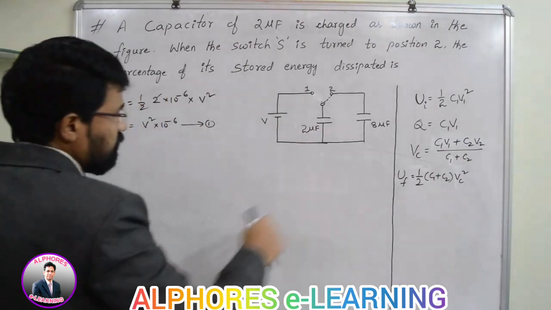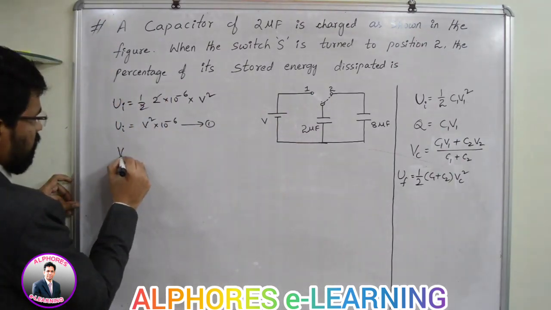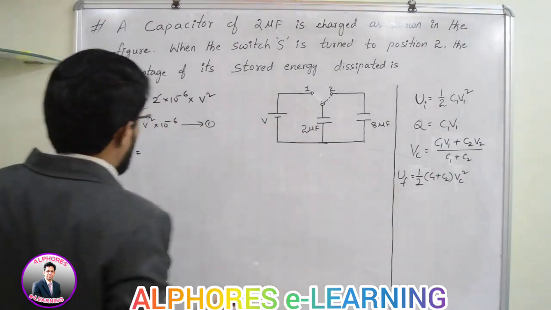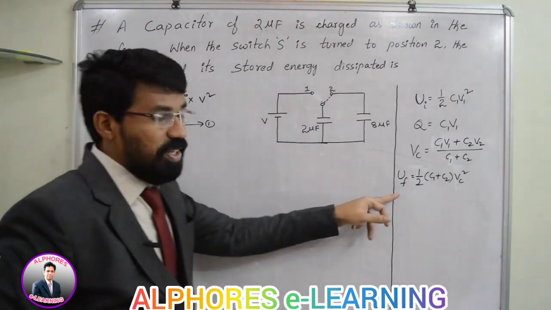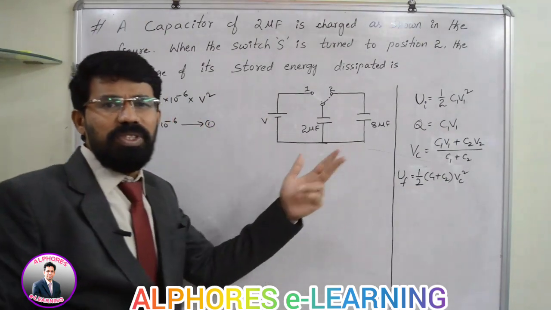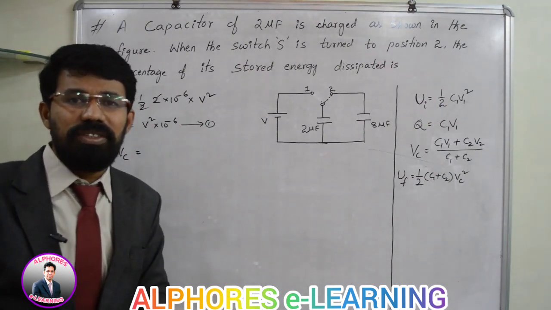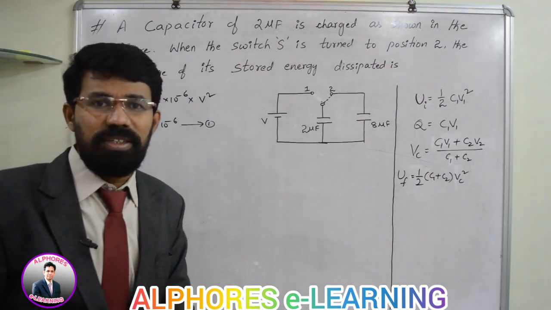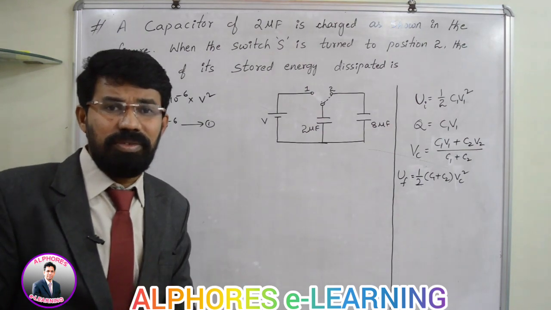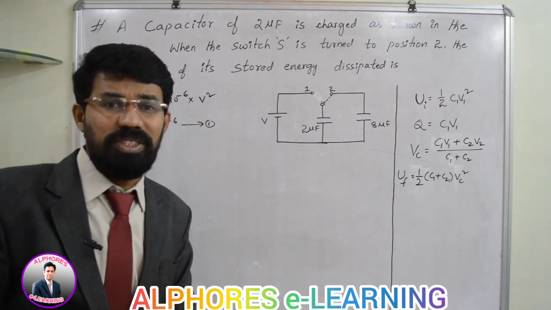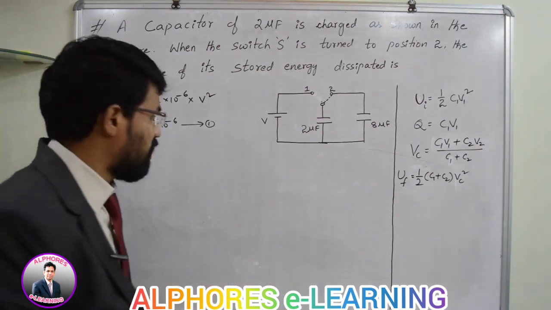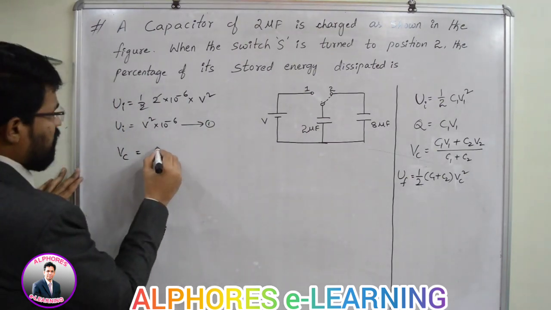So let me find out this Vc first, because I wanted to find out the final energy. I have already got the initial energy. If I can calculate the final energy, the difference between those two divided by the initial energy gives me the fractional change in energy, and if you multiply that with 100, you will get the percentage of energy dissipated. Okay, so let me find out what the common potential is here.